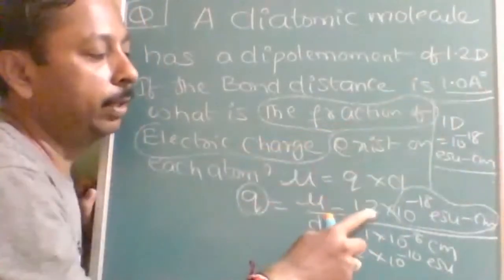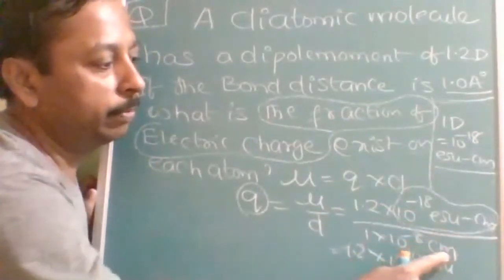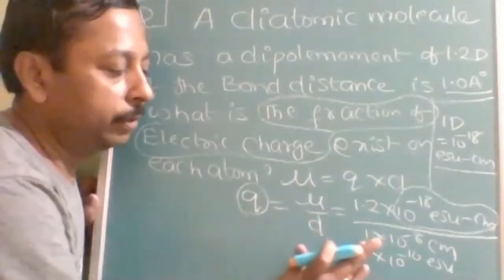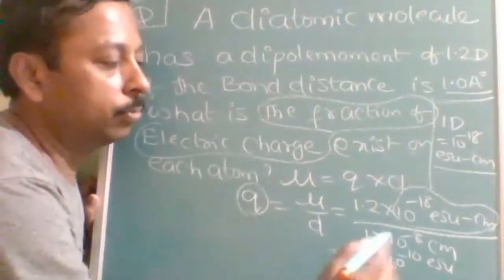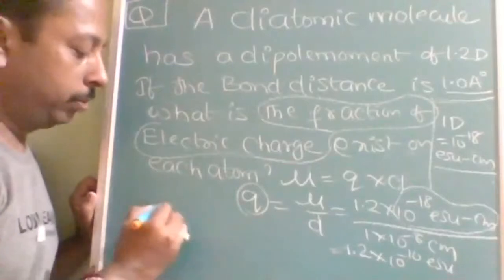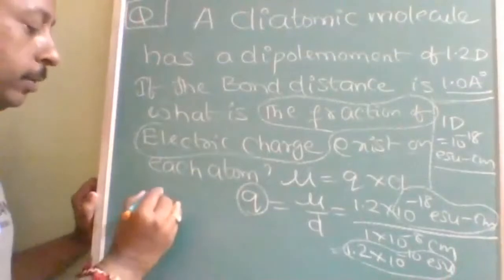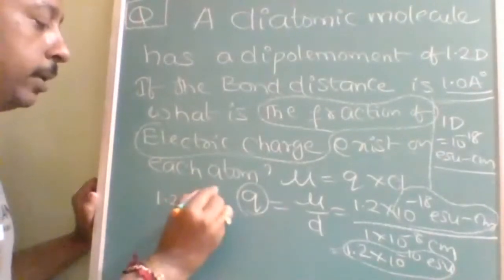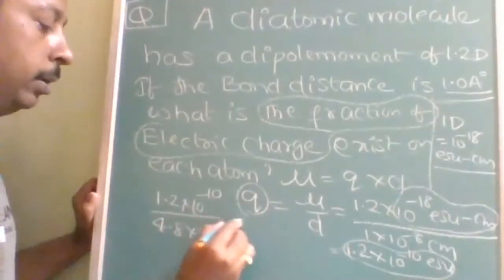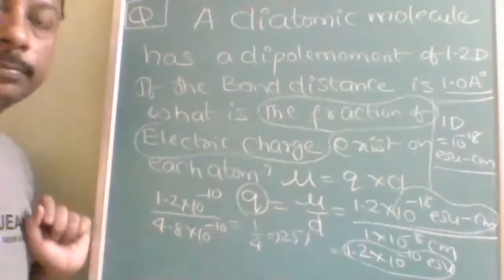So 1.2 D means 1.2 into 10 to the power of minus 18 ESU centimeter. Once it is in centimeter, angstrom is also converted into centimeter. On simplification, centimeter will get cancelled. You will get ESU. So now fraction. This is only a part of the ESU. 1.2 into 10 to the power of minus 10 divided by 4.8 into 10 to the power of minus 10. So then you will get 1 by 4, that is 25%. Note down this.